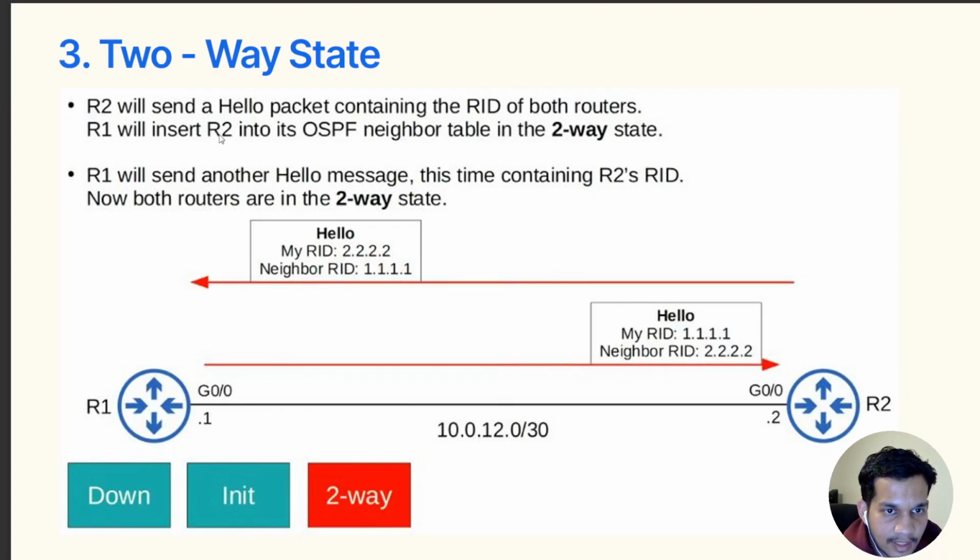So R1 will insert R2 into its OSPF neighbor table. Once the packet reaches R1, it will insert R2 into the R1 table in the two-way state. R1 will send another hello message, this time containing R2's router ID. Now both routers are in the two-way state. Once R1 receives R2's hello message, it will update its neighbor table and send again a hello packet destined to R2's router ID. So the two-way state is sending each other hello packets.